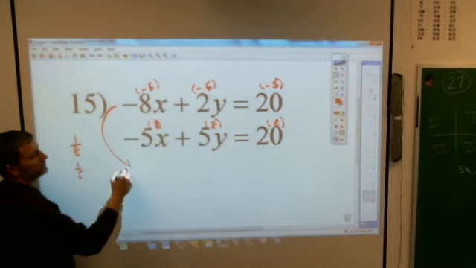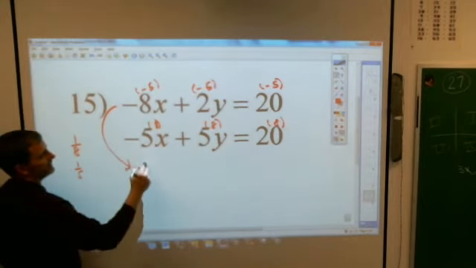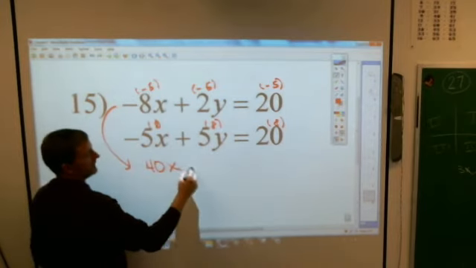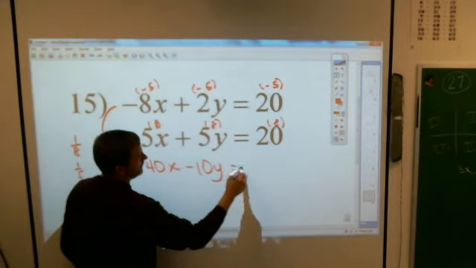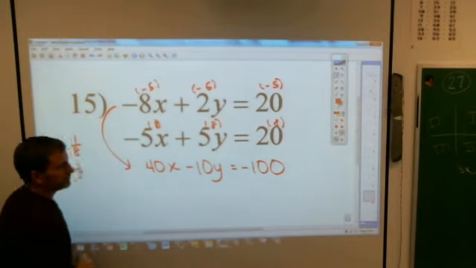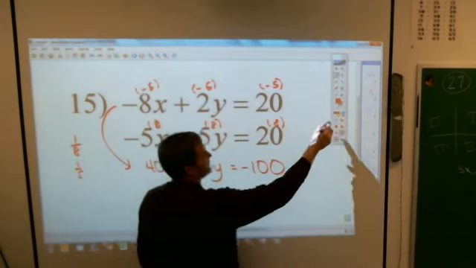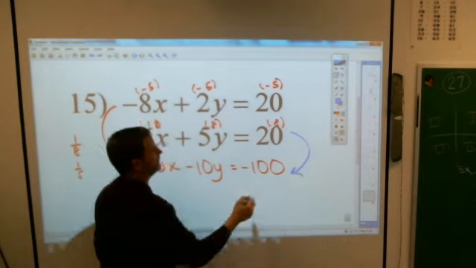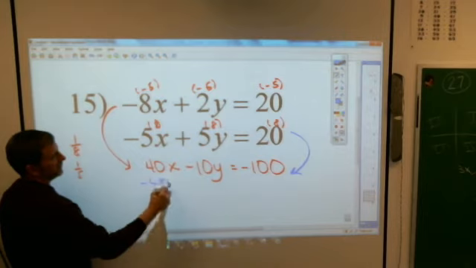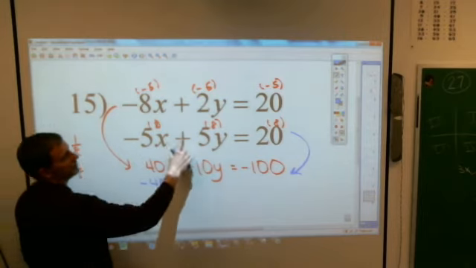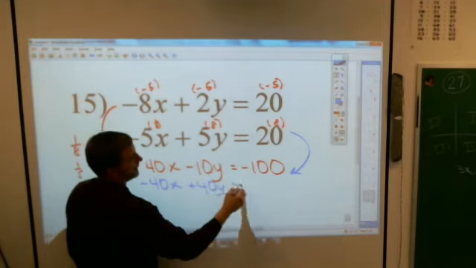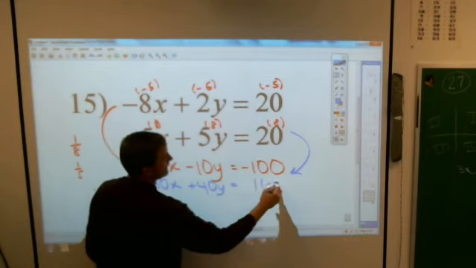Let's do the top one first. What do I get? Negative 8 times negative 5 is a positive 40x. Negative 5 times positive 2 is a negative 10y. Negative 5 times 20 is a negative 100. Got it? Multiplying the second one by that wonderful 8 that we figured there. Negative 5 times 8 is a negative 40, which is what we want because look at the opposite. Positive 5 times 8 is a positive 40y. And 8 times 20 is 160.